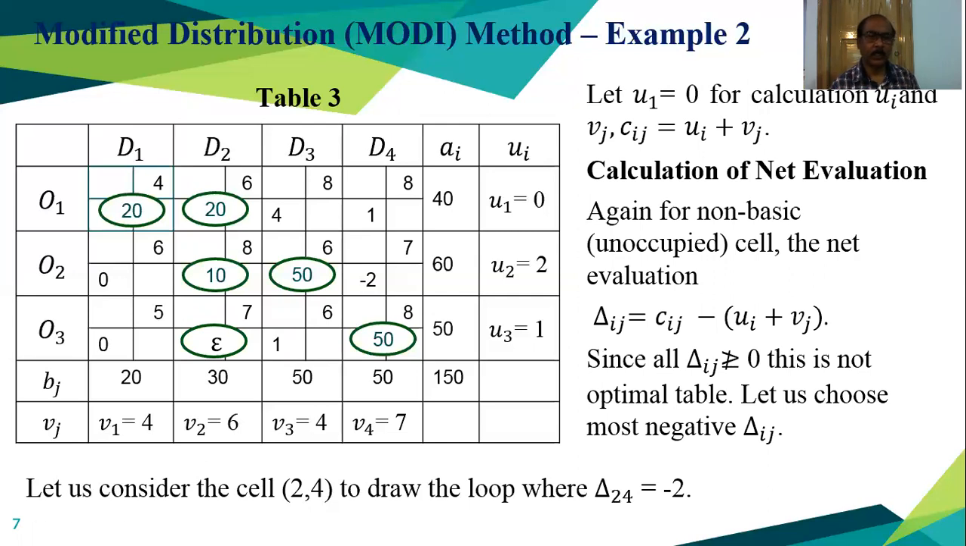Just epsilon is shifted from here to there. So again we have to consider U1. Let us consider U1 equal to 0, and we try to find out the values of U2, U3 and V1, V2, V3, V4 by using the formula Cij is equal to Ui plus Vj. I am considering here U1 equal to 0.